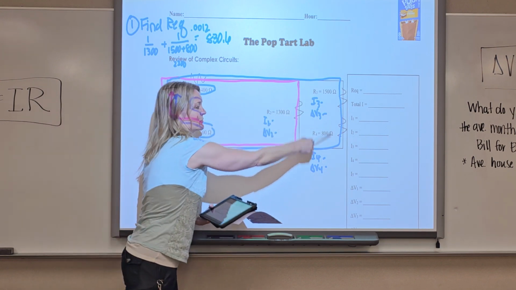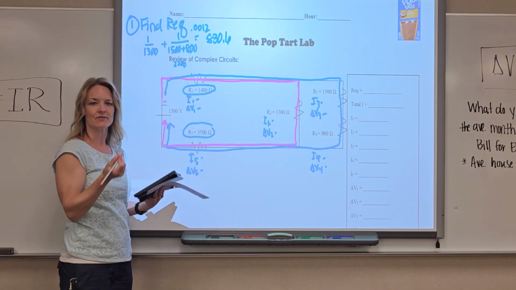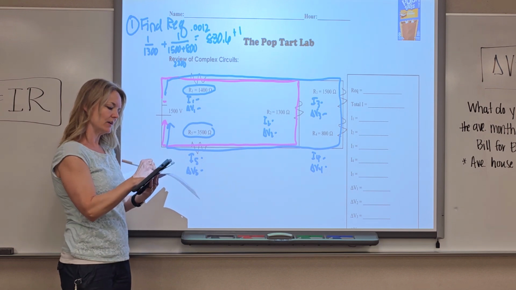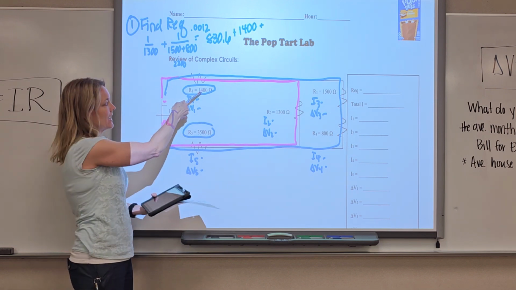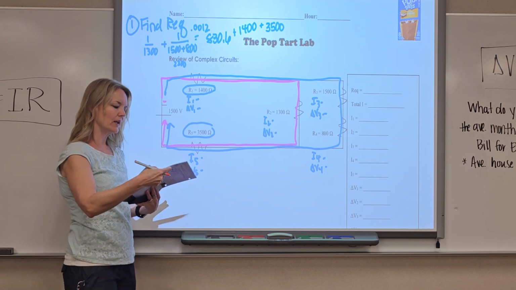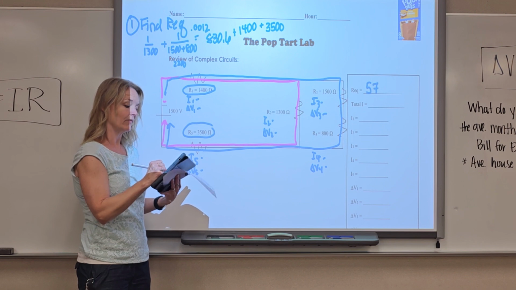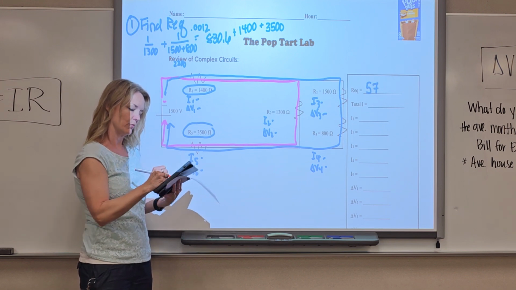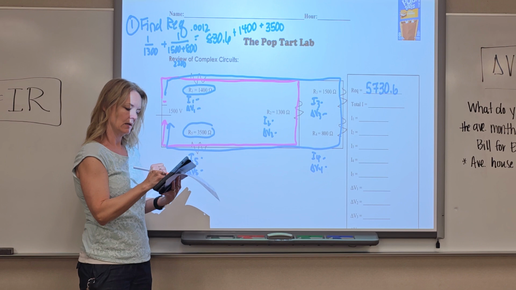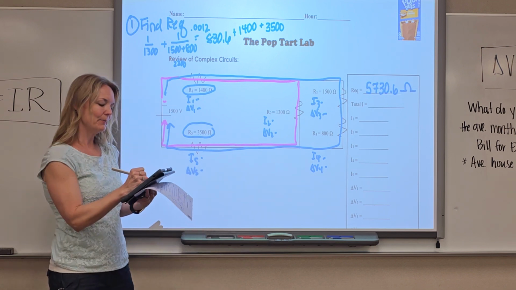Okay, that's these 3. Then to that number, we add in the total resistance of the series, just normally, just like we always have done. We're going to add in the 1400 and the 3500. When we get a total resistance, I got 5,730.6. That is my total resistance.